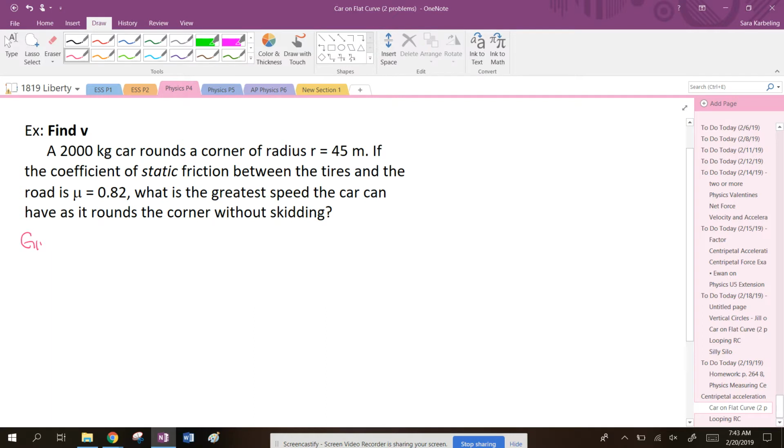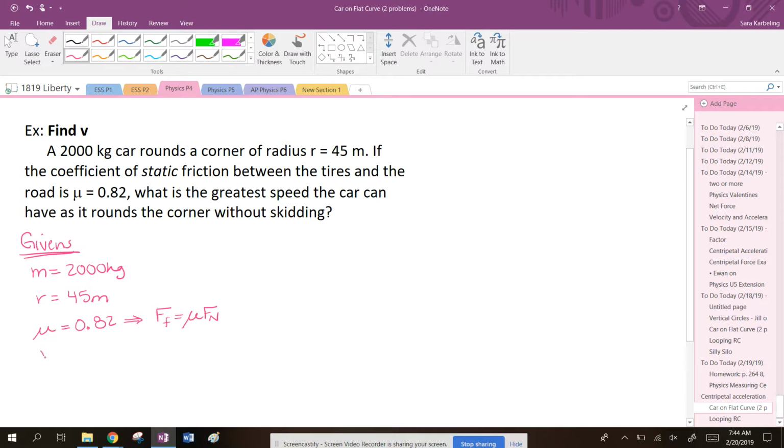I would encourage you to write this down with me so you've got it. We've got a mass of 2,000 kilograms, and it's going around a curve with a radius of 45 meters. The coefficient of friction is 0.82, and it's been a little while since we've played with it, so I want to remind you that we said ages ago that the force of friction is equal to mu times the normal force, or the force of the road pushing up on the car.